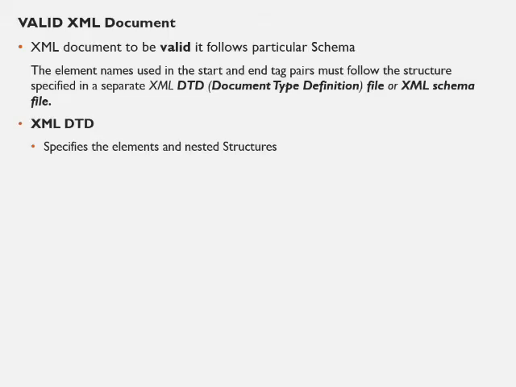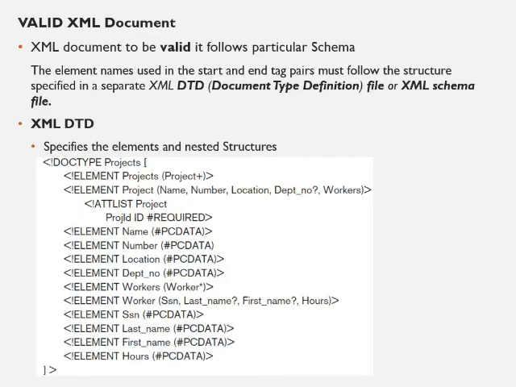Next is the valid XML document. For an XML document to be valid, it follows a particular schema. The element names used in the start and end tag pairs must follow the structure specified in a separate XML DTD, that is, a document type definition file or XML schema file. An XML DTD specifies the elements and the nested structure. Any valid document conforming to this DTD should follow a specific structure. Now we see a simple example, that is, the XML DTD of a project file.